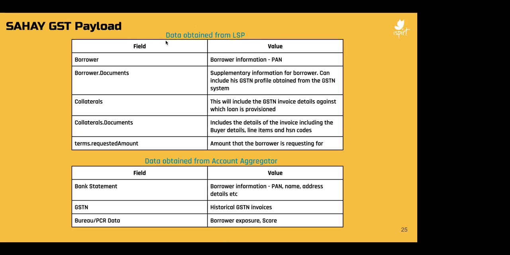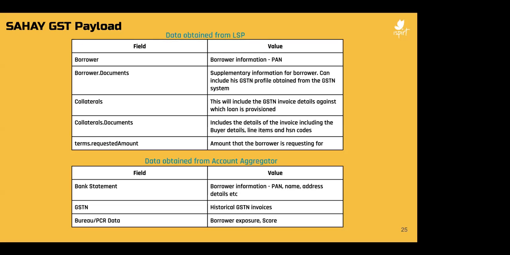This slide covers where the lenders are getting their information from. In the specific case of Sahay GST, a lender is banking on the LSP to share information about the borrower, the documents that the borrower is submitting to get the loan, and a collateral if the agreement is a pledged invoice agreement. Similarly, the documents are just proof, with actual details of the collateral itself, and the requested amount is whatever the borrower asked for. All of these things will be submitted as a part of the loan application request by the lender.